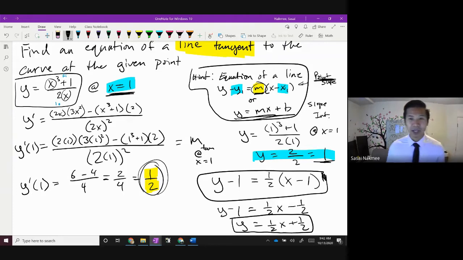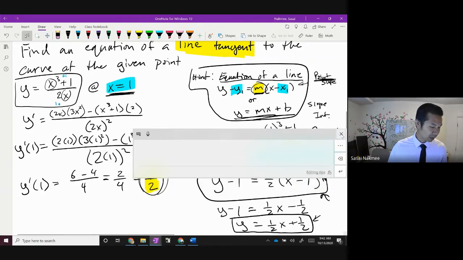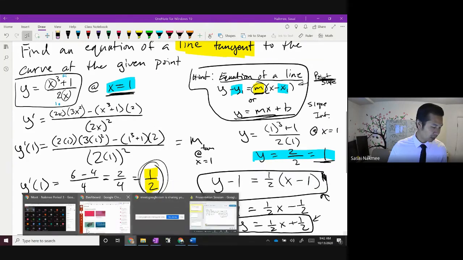In calculus, they don't care which form it is. All they care is that you write down an equation of a line, and it doesn't matter which form it is. It could actually be this one or this one. Both check out okay. And let me just prove it to you by showing you a graph of this real quick. Let me prove to you that that actually works the way it should.